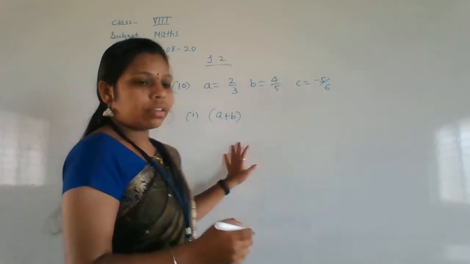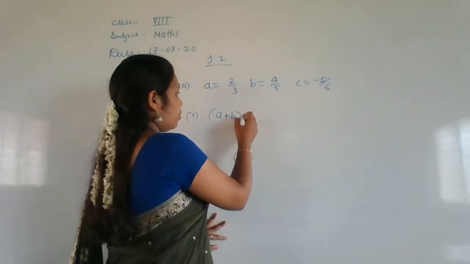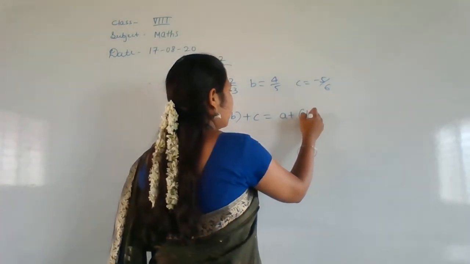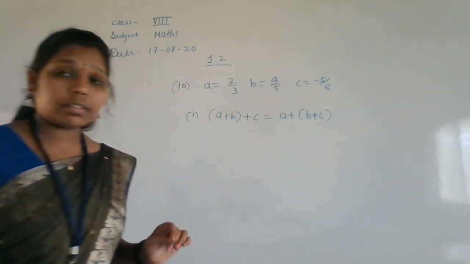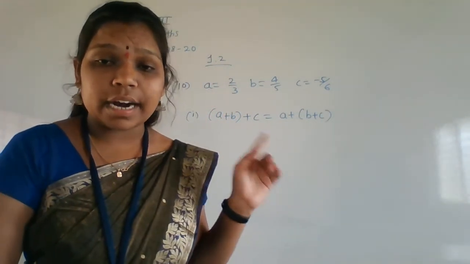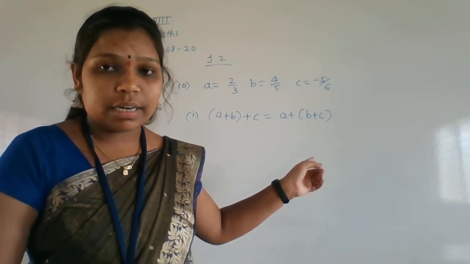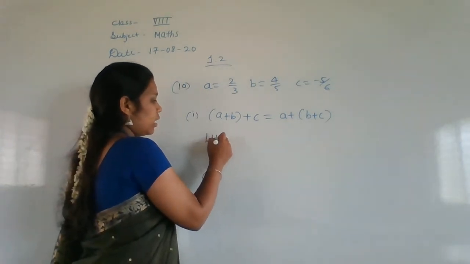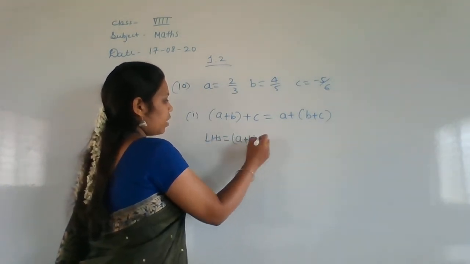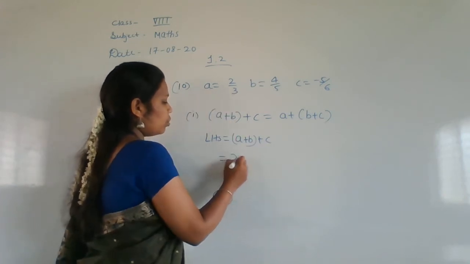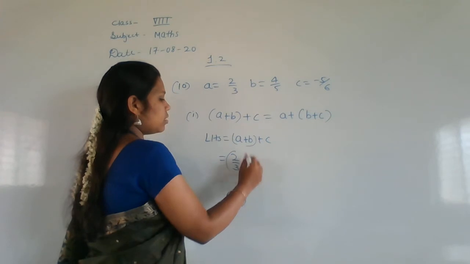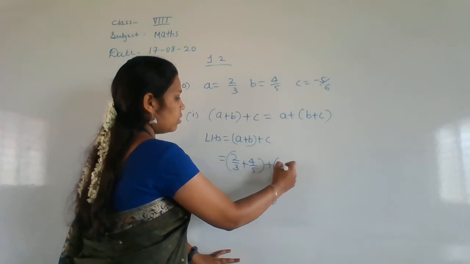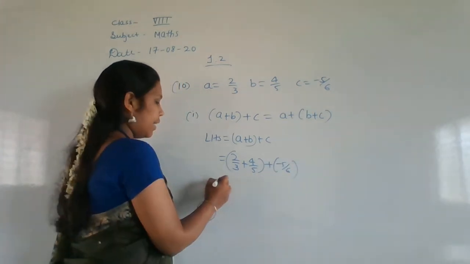A plus B plus C is equal to A plus B plus C. What is this property? This is called the associative property. In addition, it is an associative property. Remember everyone? Okay, fine. So now put the values. Take the LHS only. LHS is what here? A plus B, and plus C. A is 2 by 3, plus B is 4 by 5, plus C is minus 5 by 6. Okay? Do the addition now.